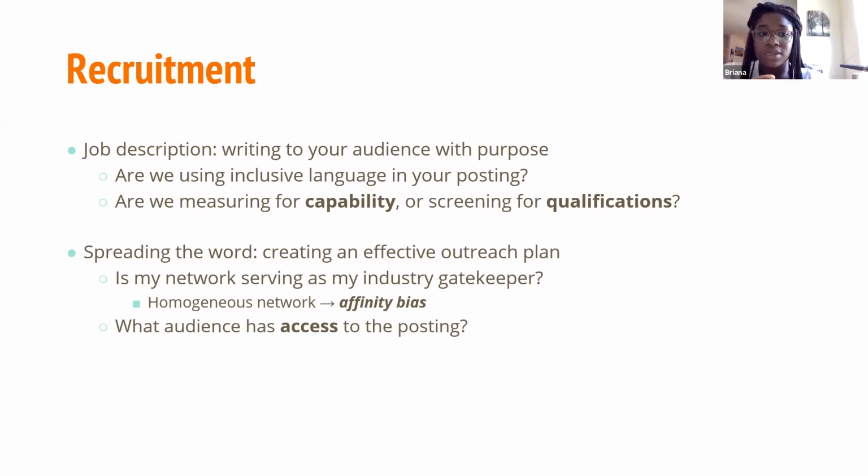And then another piece that I know Sarah might have more to say on is this comparison between capability versus qualification. So are we measuring for capability or screening for qualifications? Sarah, did you want to jump in there and say a little bit more?